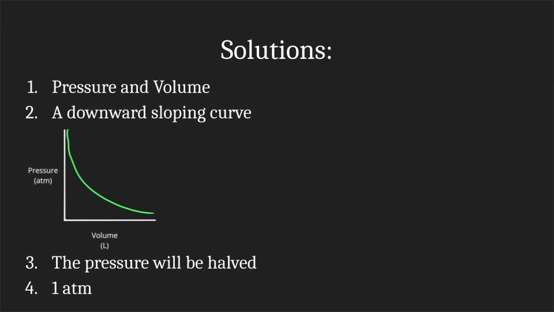The solutions are as follows. Boyle's law discusses the relationship between pressure and volume. The shape of a graph between pressure and volume is a downward sloping curve, as seen here. If volume is doubled, the pressure will be halved. And then for question 4, you should have gotten that the new pressure is 1 atmosphere.